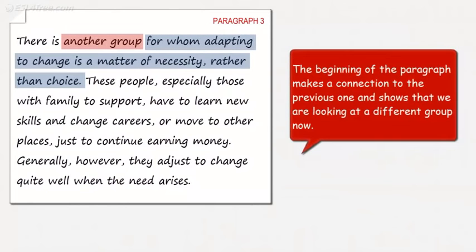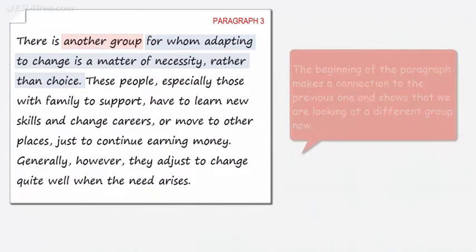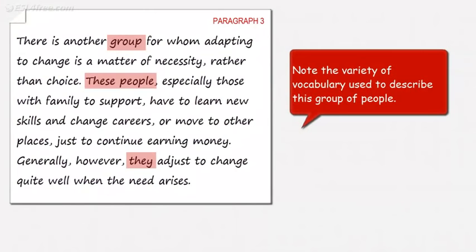The beginning of the paragraph makes a connection to the previous one and shows that we are looking at a different group now. Note the variety of vocabulary used to describe this group of people.